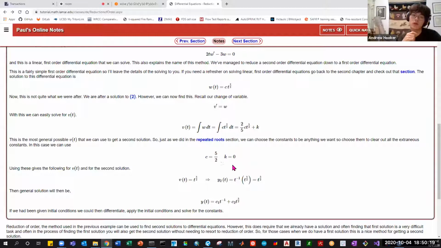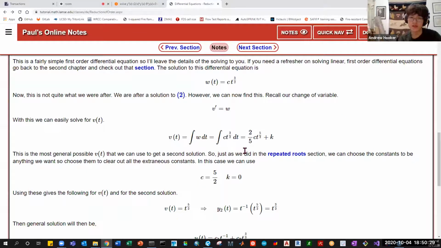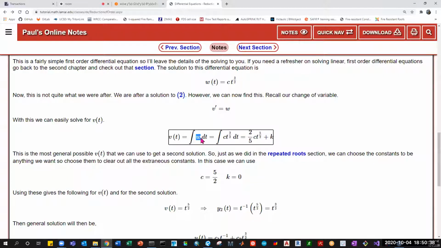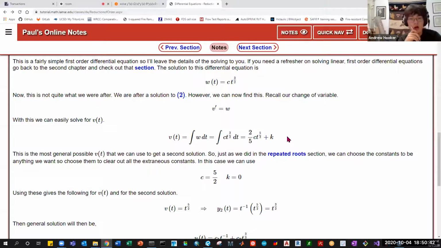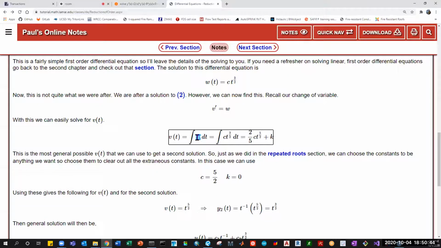Okay, so since we know that our w is c t to the 3/2, do you replace that w with the c t to the 3/2 before you integrate it, or do you just integrate the w and then plug in after? No, don't do that. You put it in before. Yeah, because obviously it's only an arbitrary function. You want it to be the real function, and then you do the integral, yeah. Okay.